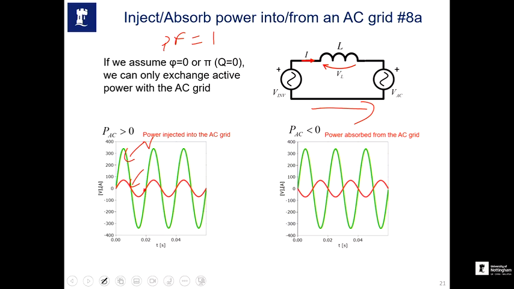And when the current is in antiphase, as you can see in the second figure, now the current is in antiphase with the voltage, then still there is no reactive power in the system, but the real power is flowing in the opposite direction, from the grid to the inverter. Okay?